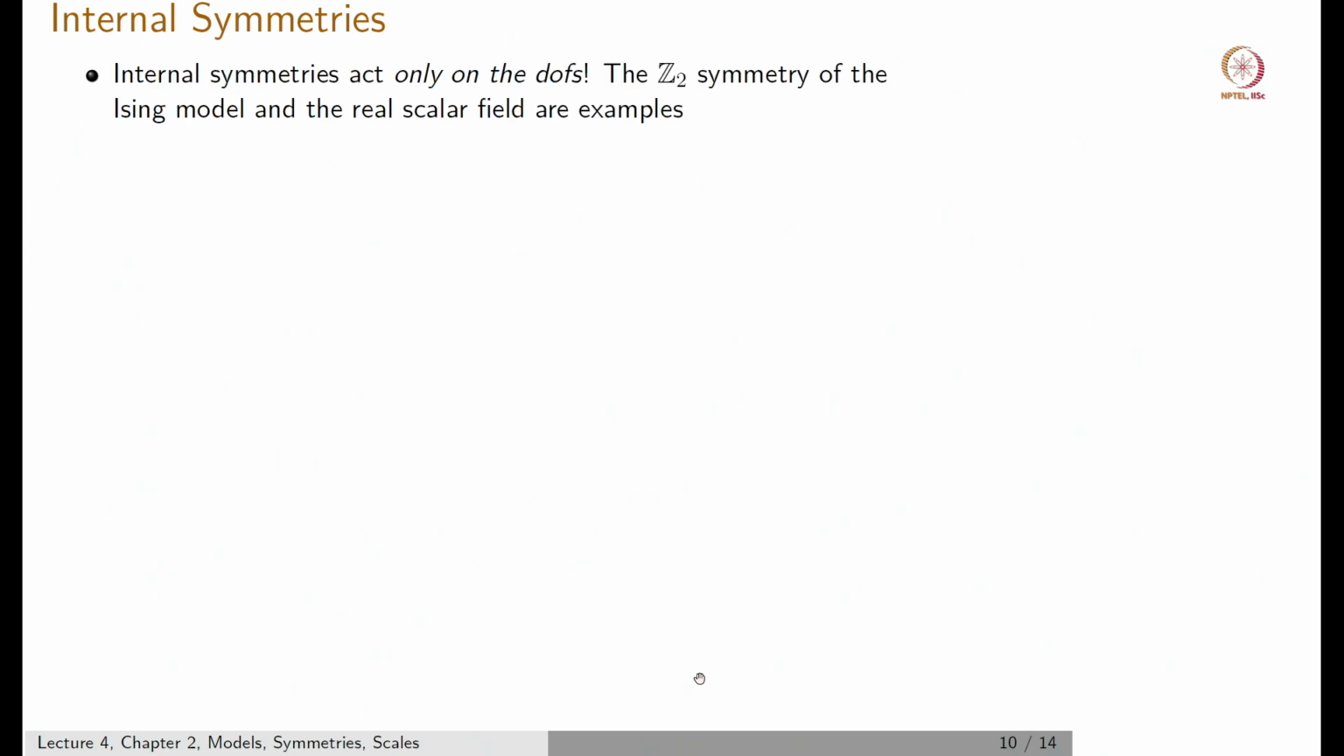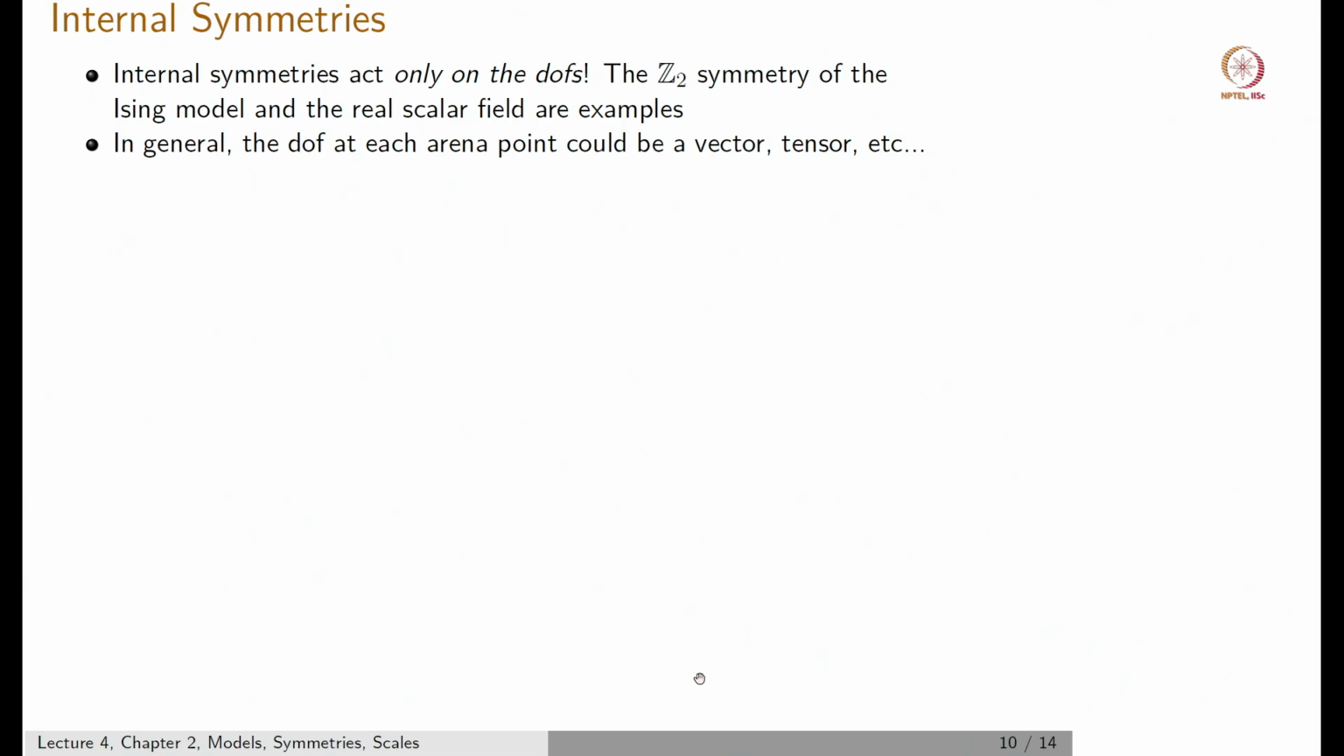Okay, now that we have seen the arena symmetries, both in the continuum and the lattice, we will move to internal symmetries. Internal symmetries act only on the degrees of freedom. They don't do anything to the arena. The Z2 symmetry of the Ising model is an example, right? And we have also seen a similar example of real scalar fields a couple of lectures back.